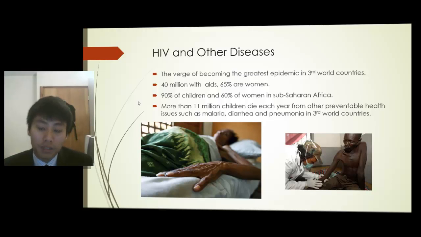Another serious problem in most third world cities is HIV and other diseases. HIV is on the verge of becoming the greatest epidemic in third world countries. There are 14 million people in the world living with AIDS. 65% are women, and 90% of the children who have AIDS and 60% of the women who have AIDS are in sub-Saharan Africa. More than 11 million children die each year from other preventable health issues such as malaria, diarrhea, and pneumonia in third world countries.